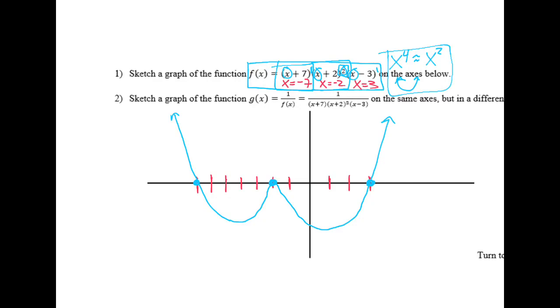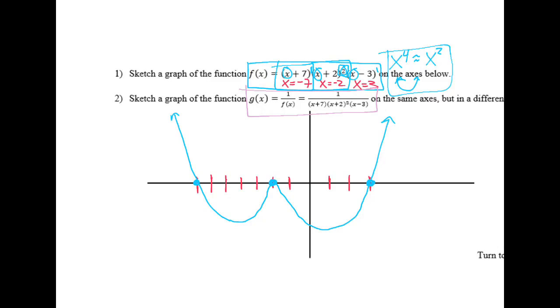So let's go on and look at problem number 2. Number 2 is graphing the reciprocal of this function. And so that means we are taking 1 and dividing it by f of x. So all of those zeros, all of those factors that gave us zeros are now in the denominator, which means they will correspond to vertical asymptotes.